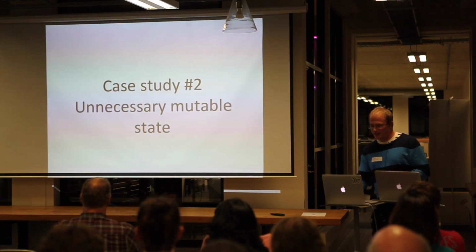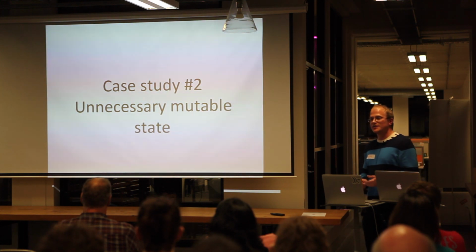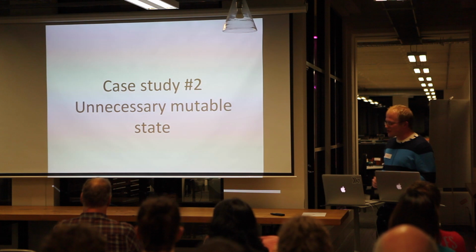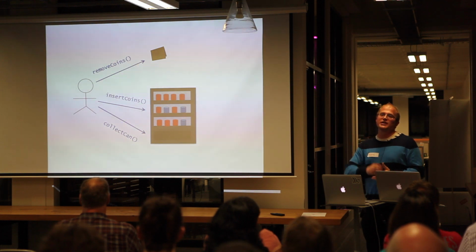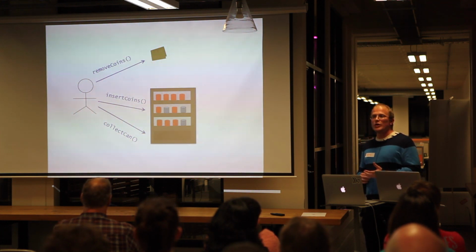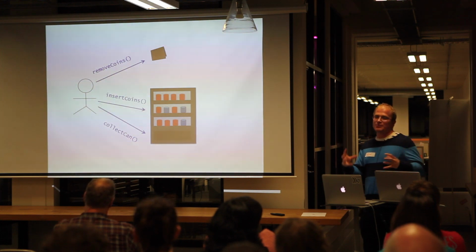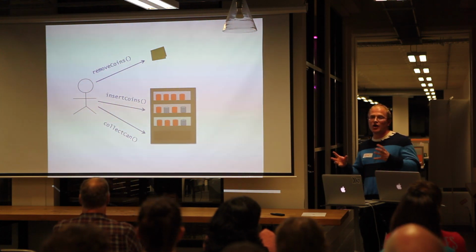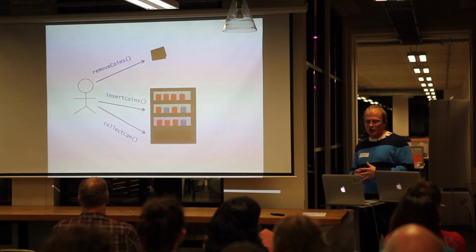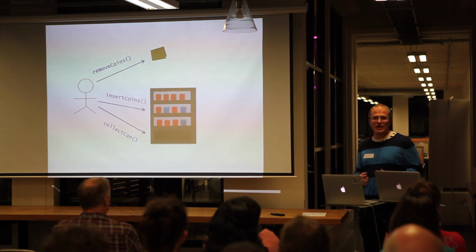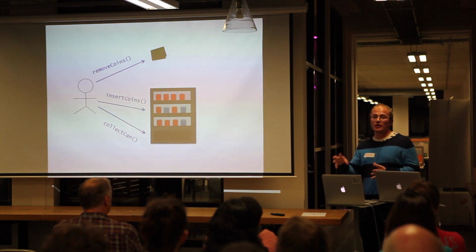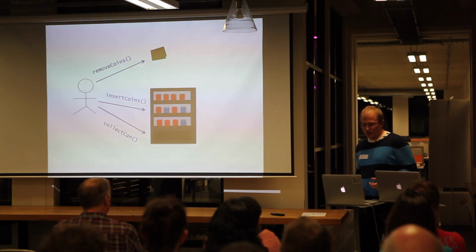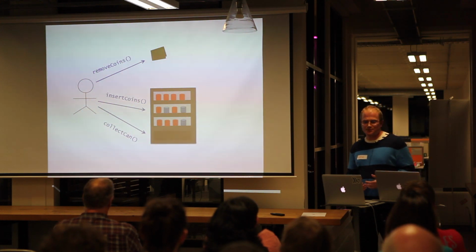Okay. Case study 2, unnecessary mutable state. So in the traditional OO way of designing things, we have these domain objects that have mutable state inside them, and we don't want to share this mutable state everywhere. We want to encapsulate it in those objects, and so we hide all the private variables, and we have the tell, don't ask principle. So we have these high-level operations we want to perform: remove coins, insert coins, collect can, that operate on the state of each one, but don't leak it out. So that's good up to a point.